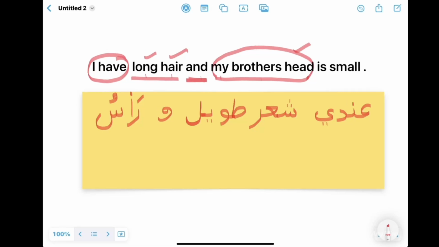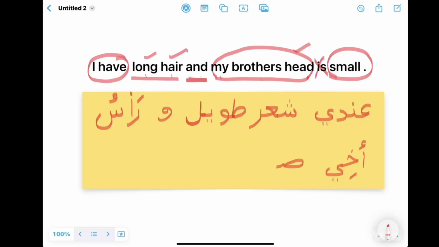My brother. What is my brother in Arabic? Akhi, right? Akhi. Kha. Ya. Khi. Akhi. Ra'su akhi. There is no translation for is in Arabic, okay? Now translate small. What is small in Arabic? Saghir, right? Come on, let's write.